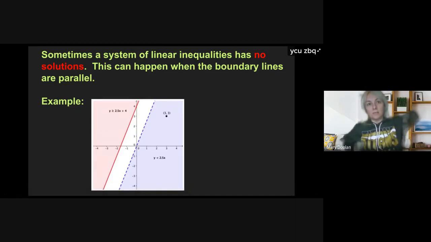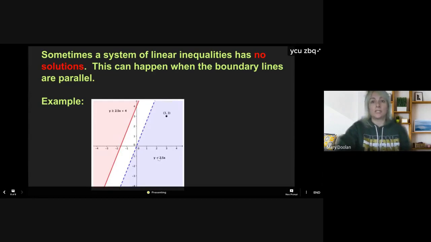Now, it is possible that you might have parallel lines that do intersect, because if I was to reverse just the inequality symbol on the blue equation, if I change this to y is greater than 2.5x, then I would be shading above the line, and actually there would be a solution. It'd be everything over here. There wouldn't be anything shaded on this side. So it is possible when the lines are parallel, but it also depends on the symbols a little bit.